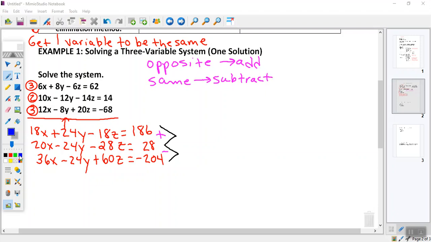Okay, guys, help me with my math skills here. Here we go. We're going to take the first 2 rows and add them together. So let's add the x's together. 18x plus 20x becomes 38x. Okay, be careful. 24y plus negative 24y. What happens? They cancel. It's gone. Bye-bye. Okay? Be careful on this next one. Negative 18z plus another negative 28z. Negative 46. Minus 46z then, right?